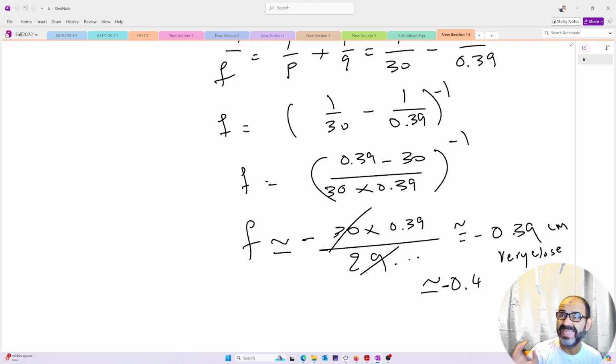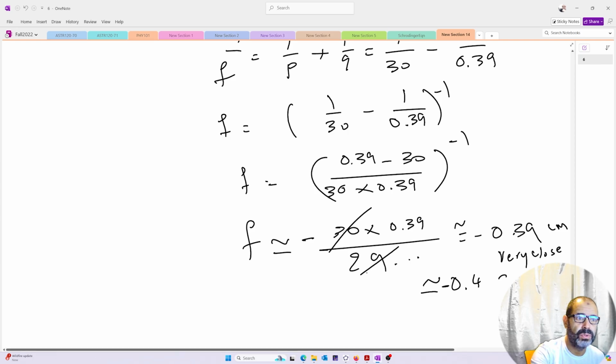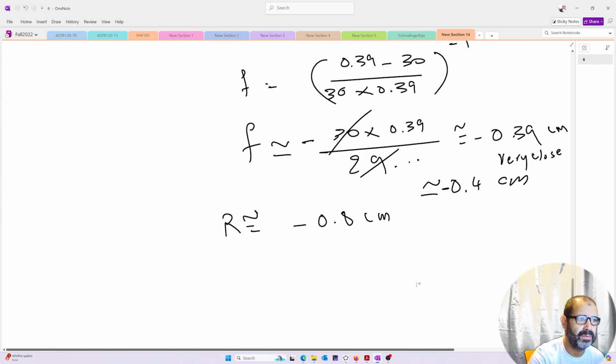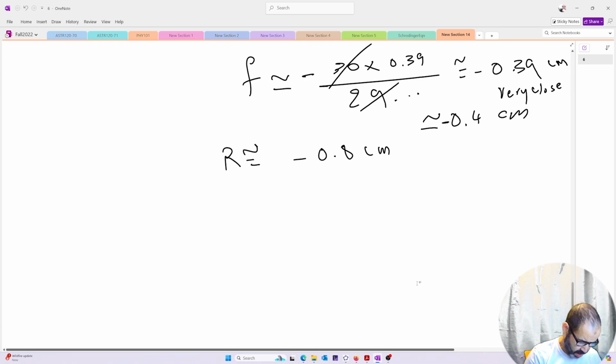Okay, F is negative, that means it's actually convex. We're dealing with a mirror in here. So it's a convex mirror. And also centimeters, of course. And from here we can find R, which is going to be roughly also negative 0.8 centimeter. Okay, twice that much of F. And that's the answer to the question.